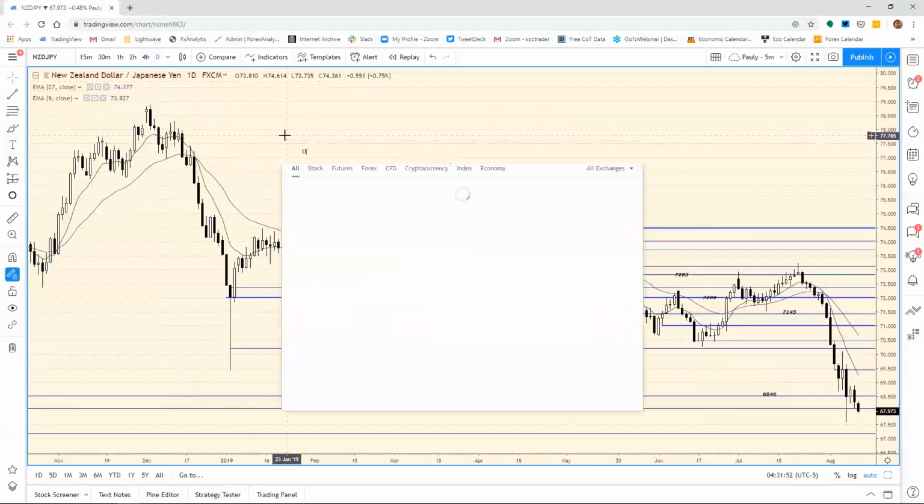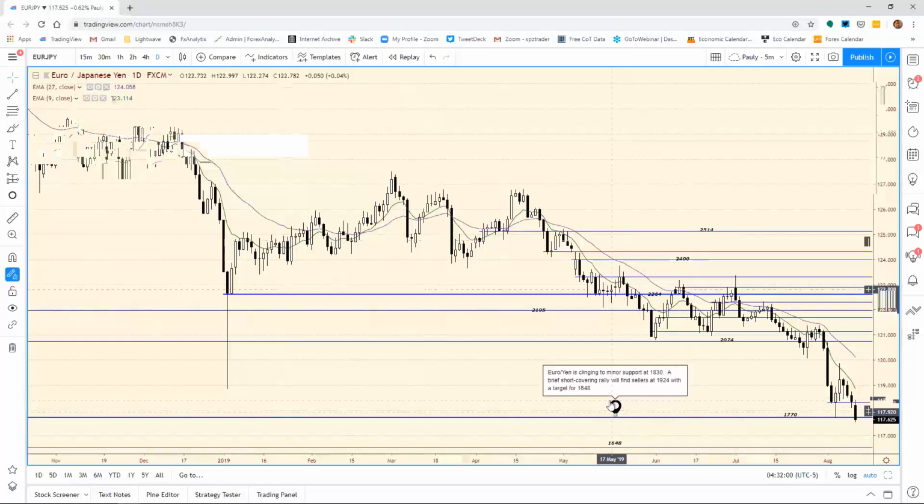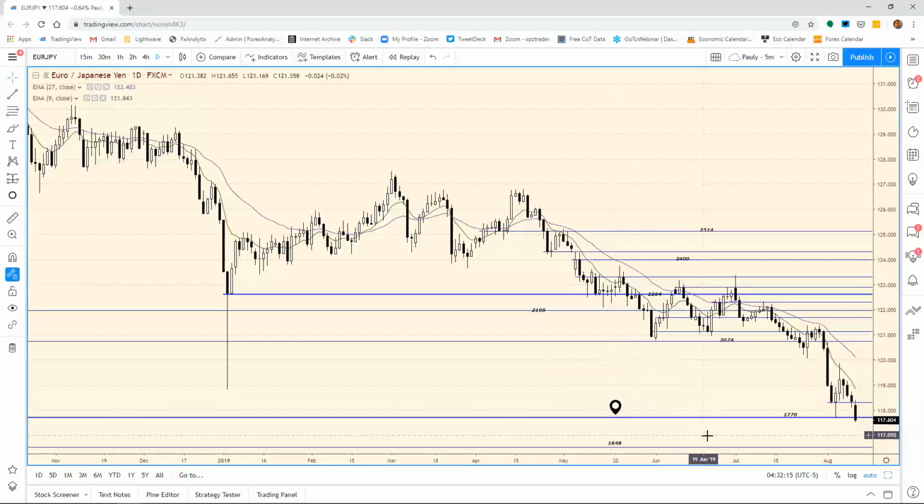And on to the euro yen. The euro yen is clinging to major support at 183.0. Well, I meant to say minor support, apologize. A brief short covering rally will find sellers at 192.4 with a target of 164.8. Well, we're challenging the 177.0. Obviously, like I said, the yen was strengthening, but I think this came up with this Chinese yuan little headline that just came up. So I'm going to go with this 177.0. Now, actually, we're well below that.